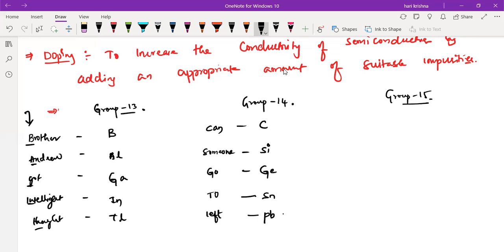And group number 15? What is the starting element?